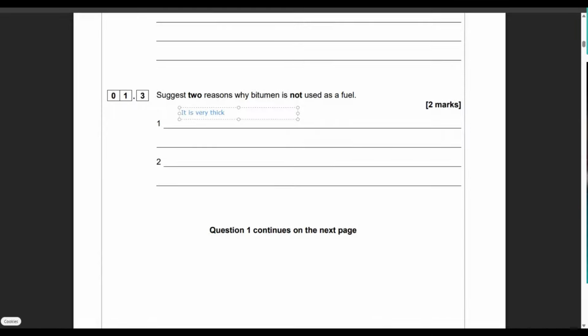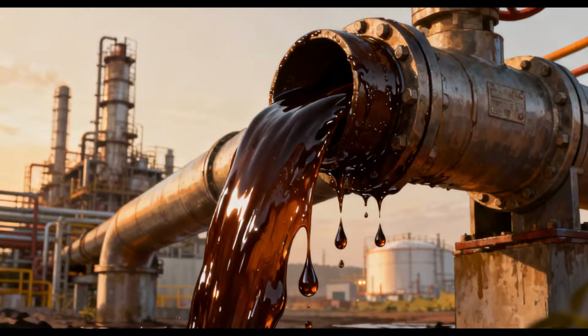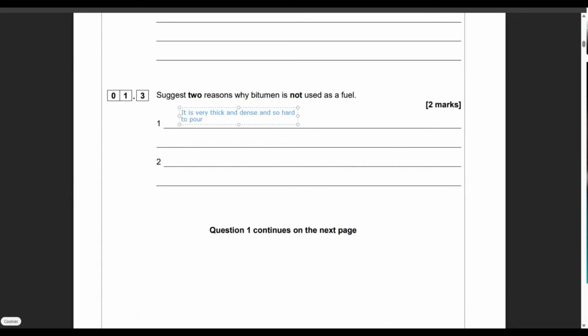Well, bitumen is a thick black substance that we roll out on roads to smooth them out. You've probably seen it. It's very thick and difficult to pour and use, and also it doesn't light easy. It's very hard. You couldn't just throw a match on bitumen and it would catch a light. It's not flammable. So there are 2 reasons why bitumen is not a good fuel.